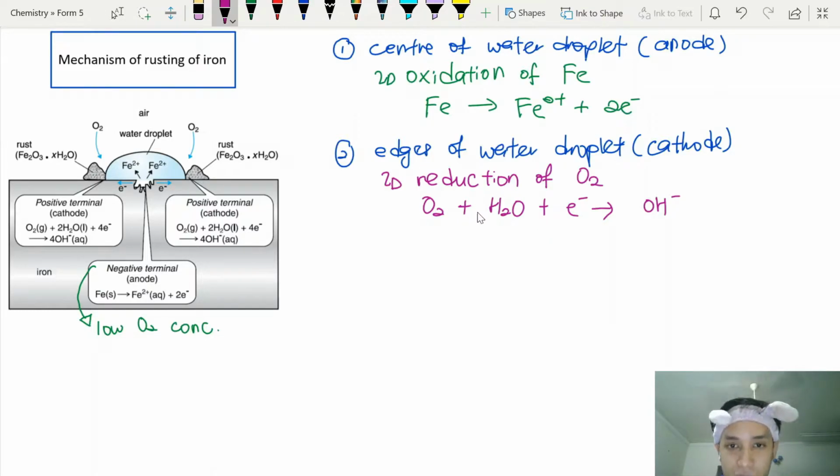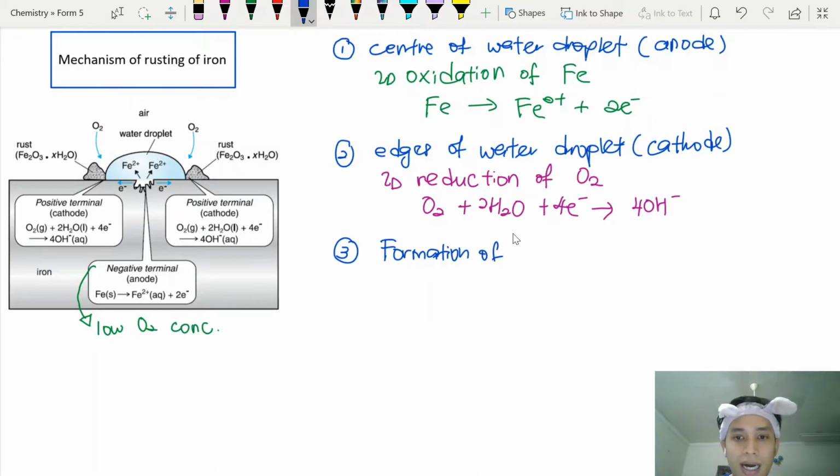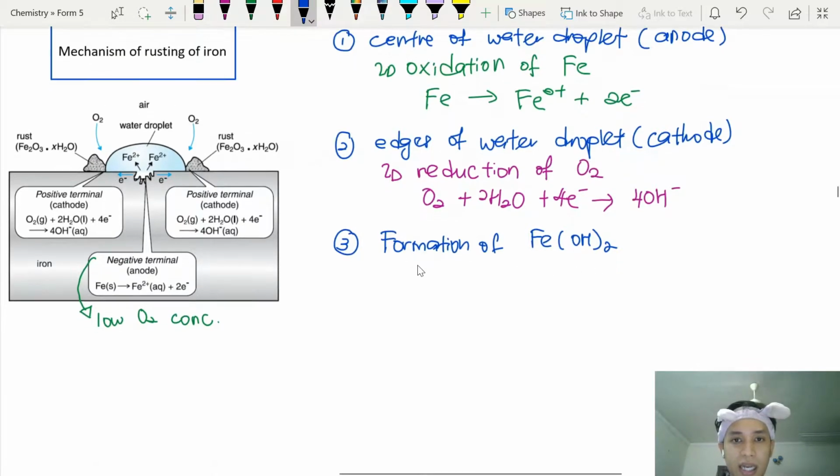Remember to balance. This is 4, this is 4. So this is the second stage. Now the third stage will be the formation of iron hydroxide. Because the anode releases Fe2+, and then at the cathode, they form the hydroxide. So these two are going to combine to form your iron hydroxide.